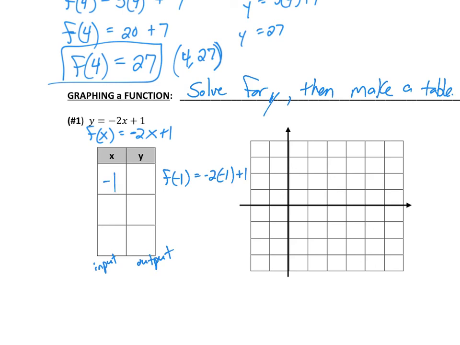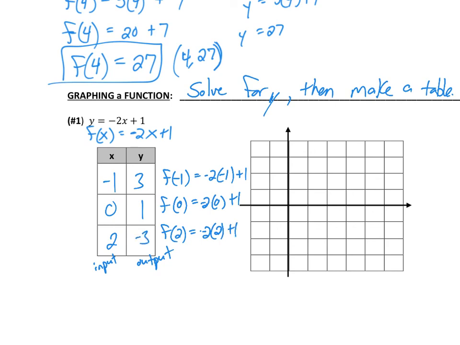So when you plug in negative 1, what do you get? 3. Okay, what about when you plug in, let's do negative 1, let's do 0, and let's do 2, and we'll see what we get. So f of 0 equals negative 2 times 0 plus 1. You would get 1. And f of 2 equals negative 2 times 2 plus 1. You would get negative 3.